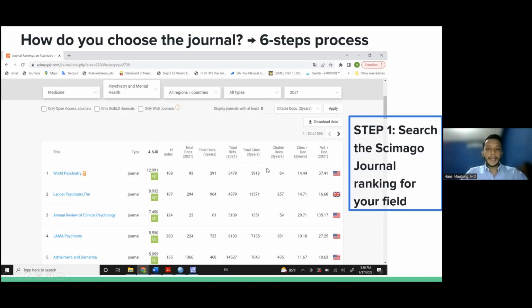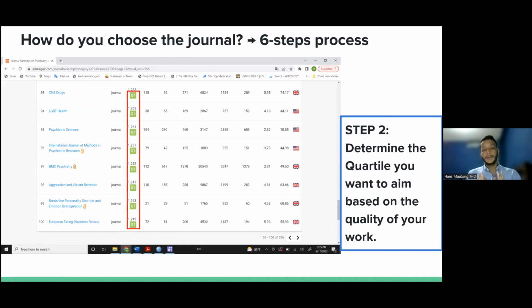Okay. So the next step would be to determine the quartile that you want to aim for based on the quality of your work. This is a pretty important part. You have to be very, very honest with yourself. As the researchers or the PIs, we have to be very objective in this part, and say, I know the limitations that my study has. I know the strengths that my study has. I know that my sample size is big enough, or I know that it's maybe not that big. So you have to be honest. This work could be a New England Journal of Medicine quality paper or not.